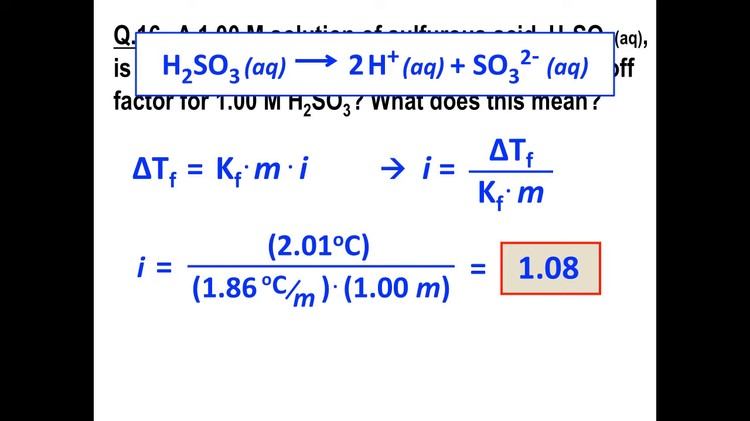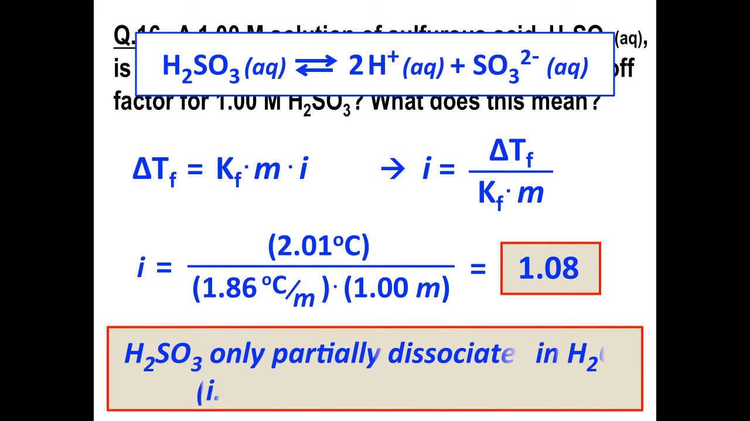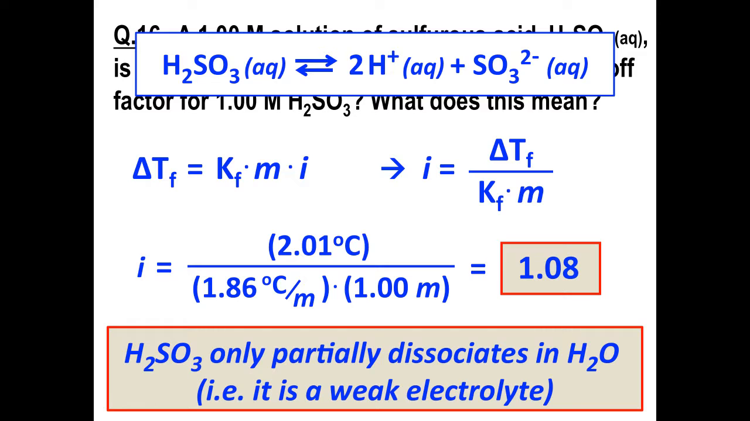Well, we actually found the Van 't Hoff factor is about 1.1, so that means that the H₂SO₃ does not fully dissociate into H⁺ and SO₃²⁻. It only partially does that. We have a partial dissociation, so we have a double arrow, and we'll have an equilibrium situation. More on that in a bit. But what we can say is that the H₂SO₃ only partially dissociates in H₂O. In other words, it's a weak acid or a weak electrolyte. And in fact, we could even figure out a percent dissociation if we wanted to, and that's something we'll do in the future.